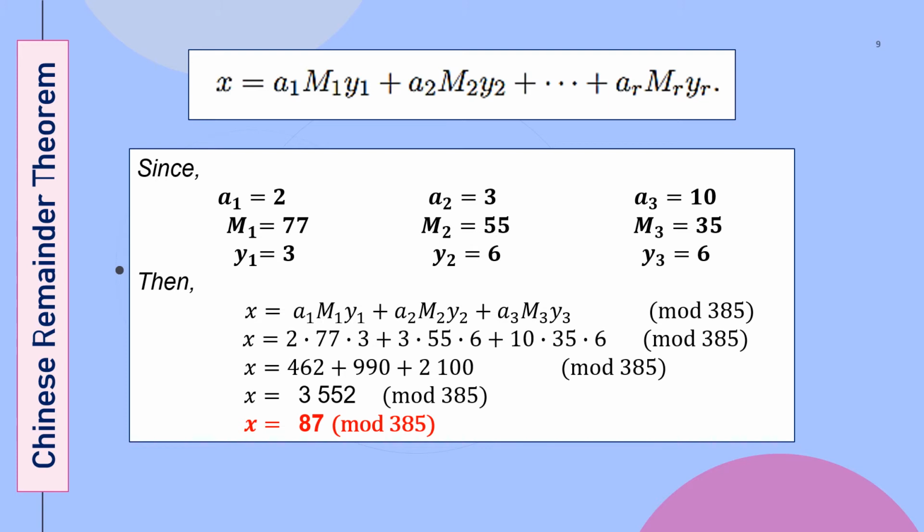We will now substitute the values. We now get x equals 2 times 77 times 3 plus 3 times 55 times 6 plus 10 times 35 times 6, modulo 385. Then we have x equals 462 plus 990 plus 2100 modulo 385. We now have x equals 3552 modulo 385. We will divide 3552 by 385 and we will have a remainder of 87. Now, this will be the value of our x modulo 385.